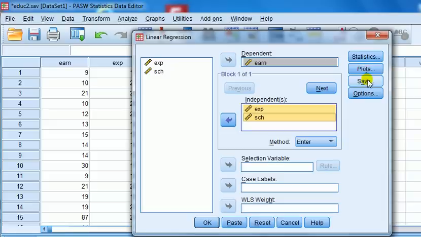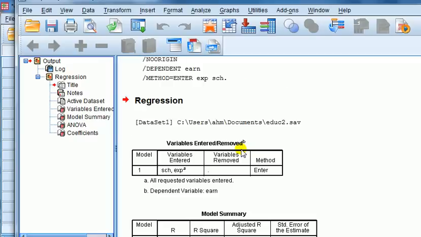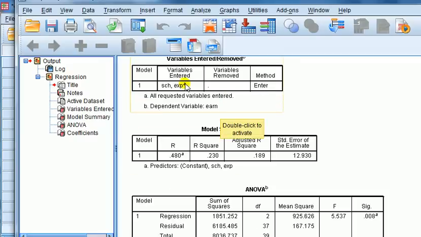Notice there are some options, statistics and plots available to us. We'll ignore those. We'll go OK. Okay. First box doesn't interest us at all. It just tells us what the IVs are that are in the model.